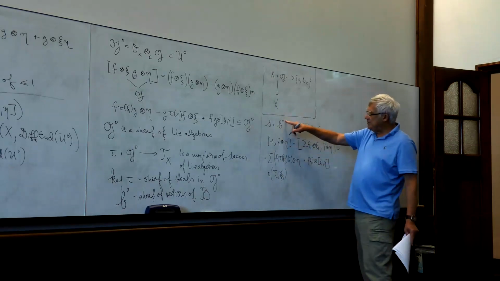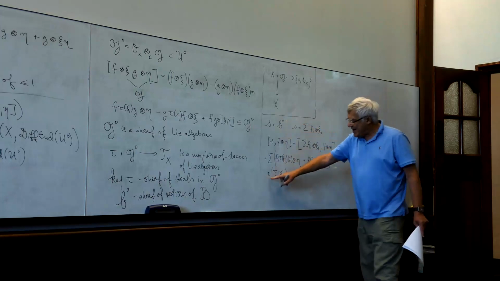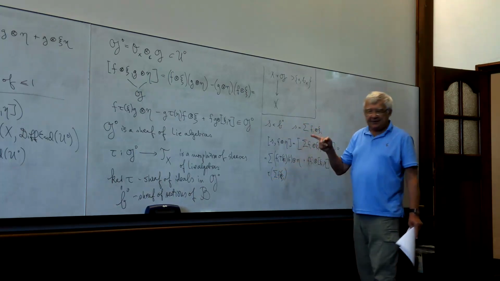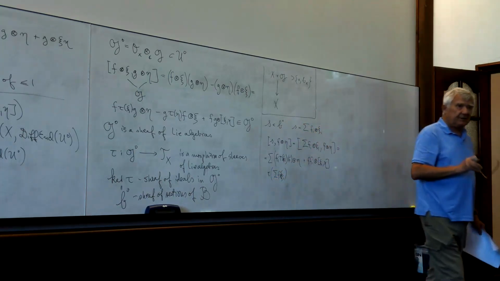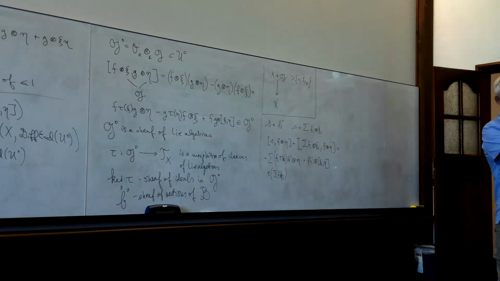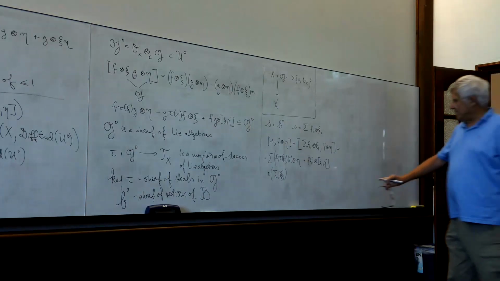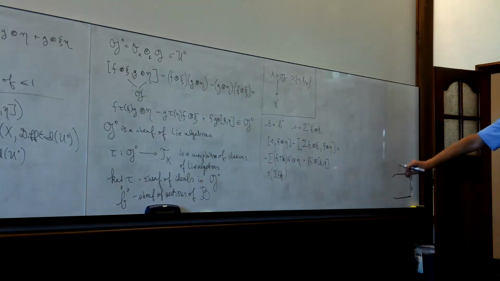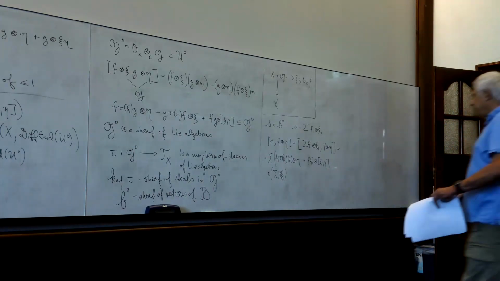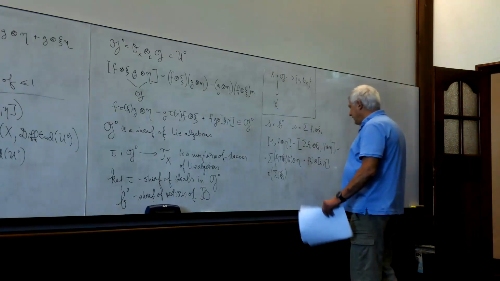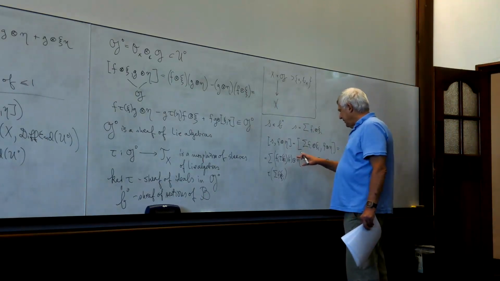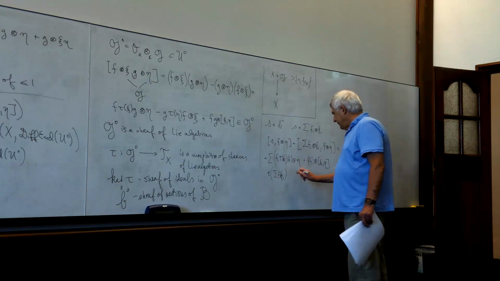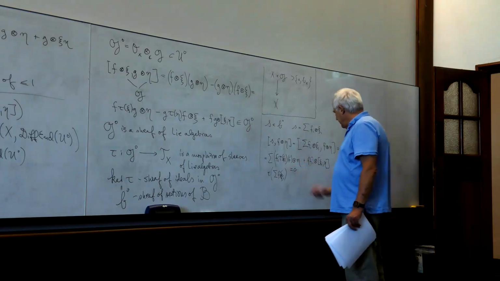But this is in V naught. So when I apply tau, I get the zero vector, because the value of the vector field is always in the Borel. Right? The value of this at any point is in the corresponding Borel, so it goes to zero. So this is a zero vector field. So this piece vanishes.